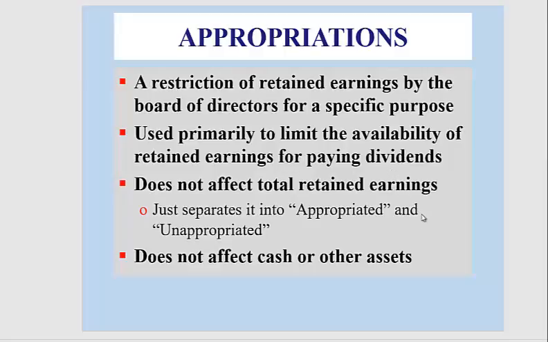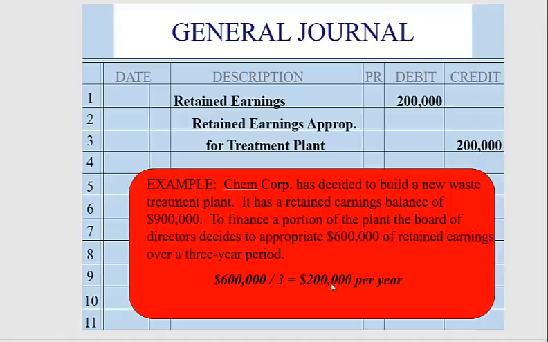It does not affect the total retained earnings. An appropriation just separates the retained earnings into two accounts, appropriated and unappropriated. And it does not affect cash or any other asset. So let's look at our example here.